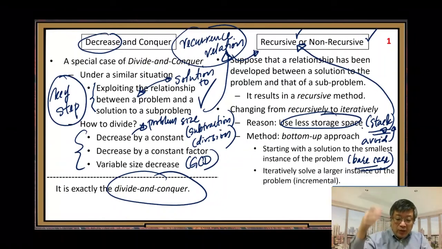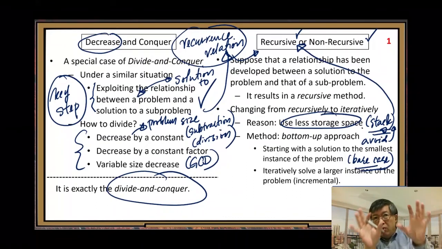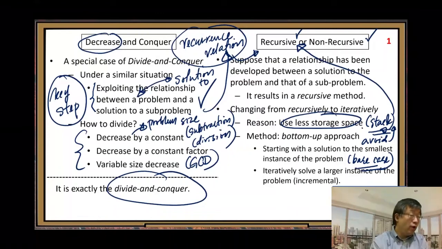Next, iteratively solve a larger instance of the problem, in an incremental way, using that recurrence relation, because for the smaller problem instances, we already have the solutions. So we do not need to use the stack. The reason we use the stack is that we don't have those solutions. So that's why we push those sub-problems into the stack for later computation.